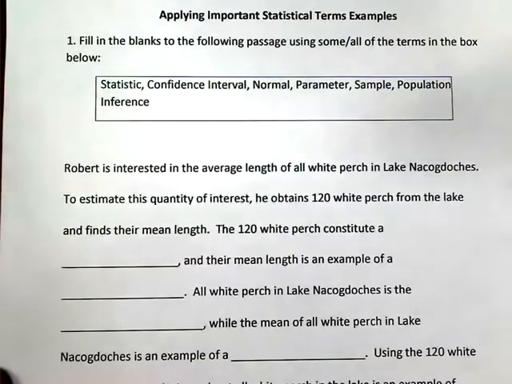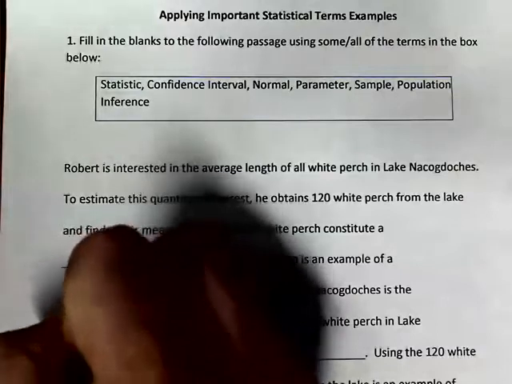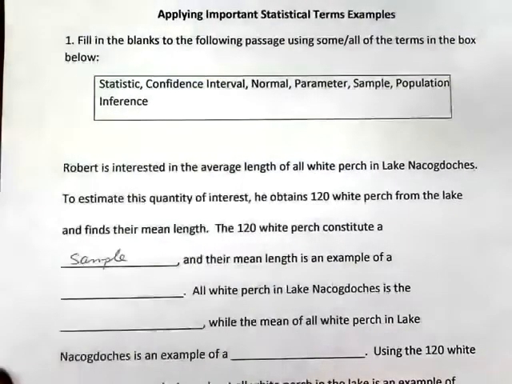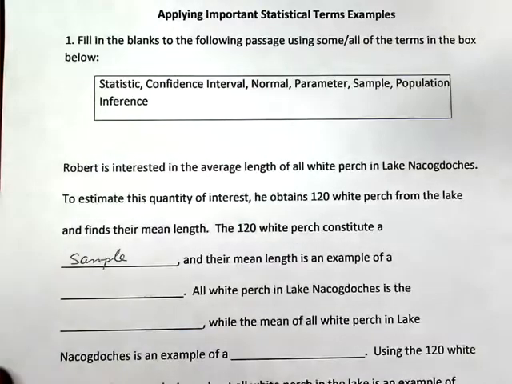Now, the 120 white perch constitute a sample. If you recall, the sample is the subset of a population. The population is the larger group of interest. Here, the larger group of interest is all white perch, and the 120 is just a subset of that entire group.